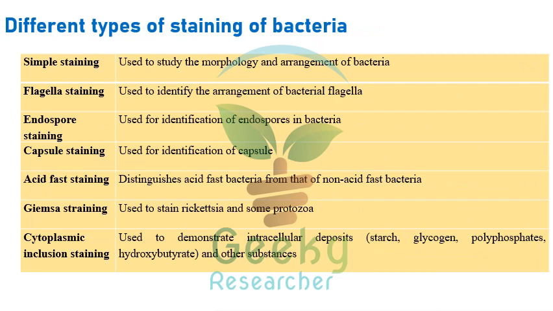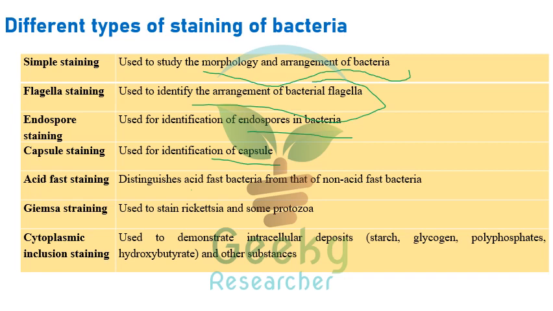Now, different types of staining of bacteria. What are the different kinds of staining available? Simple staining is normally used to see the morphology and arrangement of bacteria. Flagellar staining is used to observe the bacterial flagella arrangement. Endospore staining is used to identify the endospore present in a bacterium. Capsule staining is for identification of a capsule, to differentiate it from the cell wall. And acid fast staining is used to distinguish between acid fast bacteria and non-acid fast bacteria.